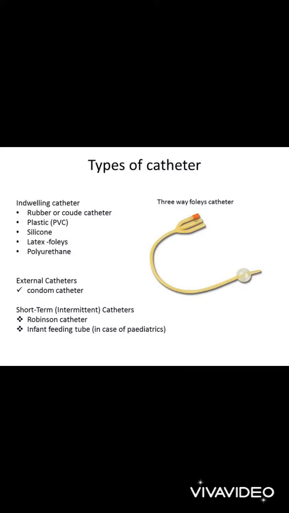So there are three types of catheters: indwelling catheter, external catheter, and short-term intermittent catheters. They can be made out of rubber, plastic, silicone, or other materials. External catheters are catheters such as the condom catheter, and short-term catheters can be such as Robinson catheter and infant feeding tube, which is used in the case of pediatric patients.